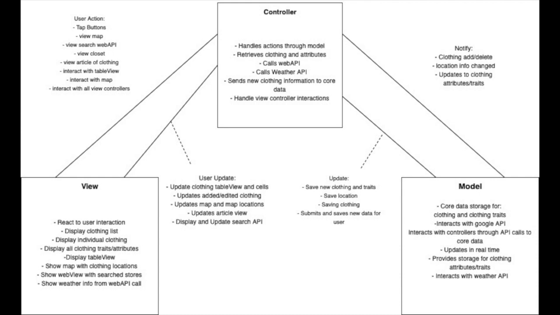Lastly, the view handles all interaction with the user interface, relaying actions to the controller, displaying info and showing new elements when certain actions are taken. The view reacts to user interaction through UI elements, such as buttons or the clothing table view. It displays the new info it gets from the controller, such as new cells in the table view, new map locations, or info gathered from web API calls. It makes the UI look good and responsive for better user experience.